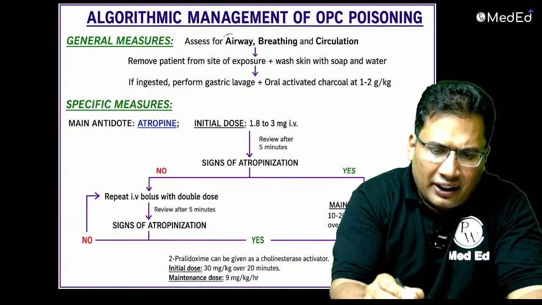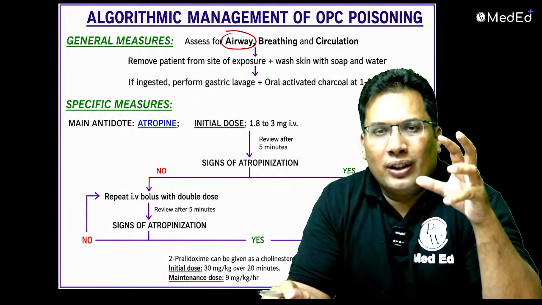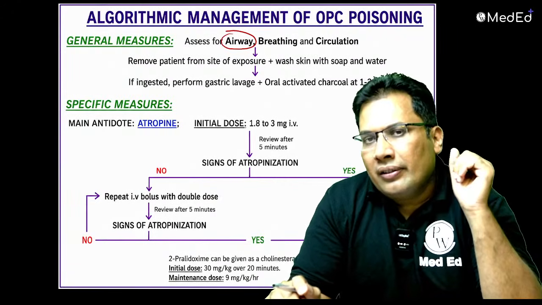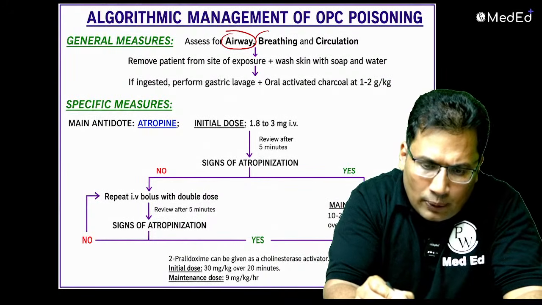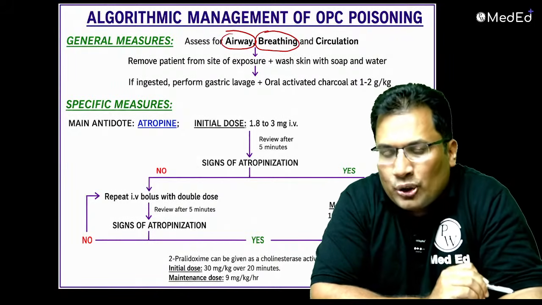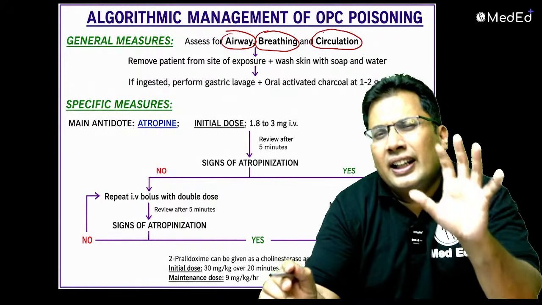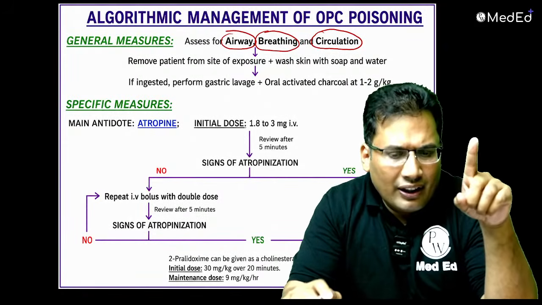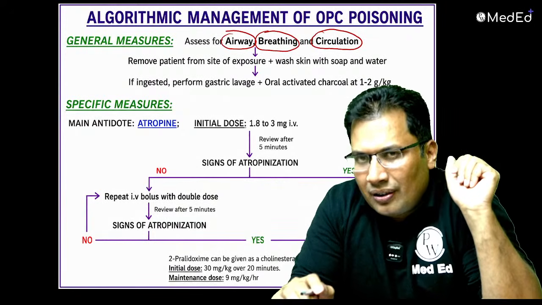One is the airway. Airway is very important because increased secretion can lead to airway blockade and death. Maintain proper breathing by intubation and other procedures, and maintain circulation. In any poison, remember ABCD: A means airway, B means breathing, C means circulation, D means drugs.